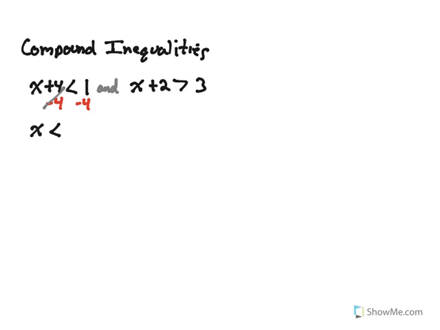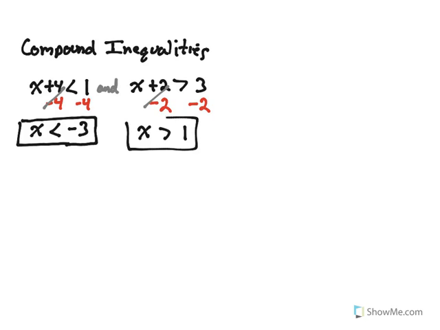1 minus 4. 1 minus 4, what is that, minus 3? So that's one of my solutions, okay? And the other one is we're going to subtract 2 on both sides, and then the 2's cancel, and you're left with x is less than 3 minus 2, which is 1. That's your other solution. 3 minus 2 is 1, okay?